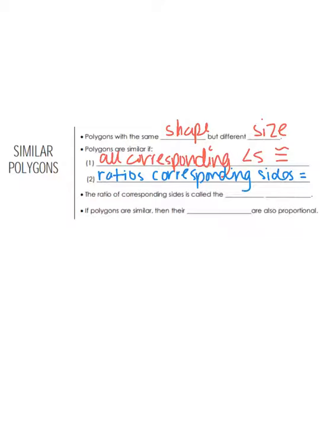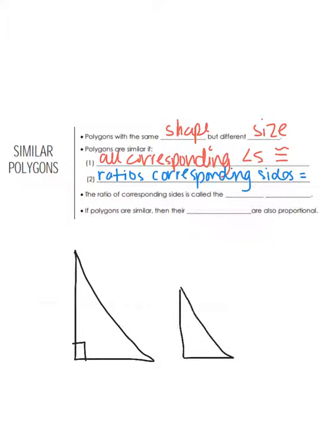So for example, if I had two right triangles, one big and one small, let's pretend that those are exactly the same shape. Corresponding angles would have to be congruent. So these top angles would have to be congruent. The right angles, of course, would be congruent. And then these bottom angles would have to be congruent. And then the corresponding ratios of the sides would be equal.